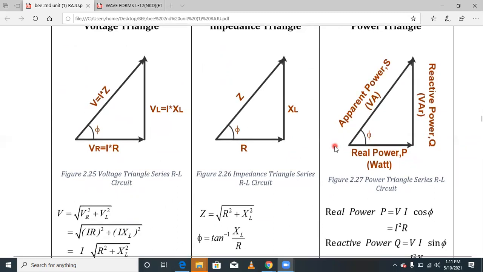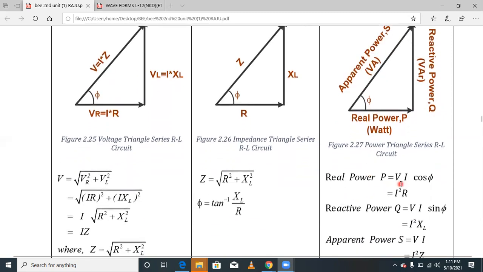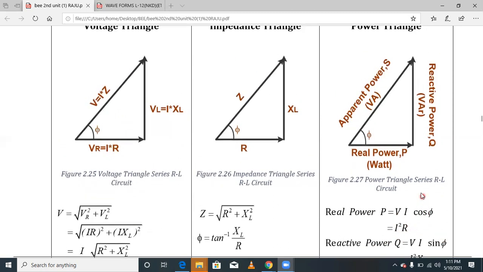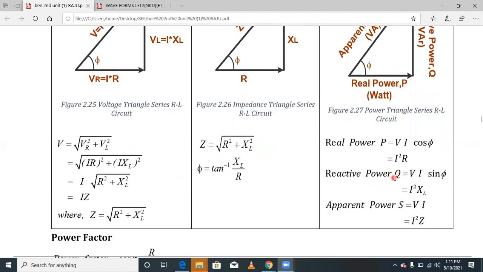So real power in watts like this, and reactive power like this, and apparent power S is V into I. Real power is equal to VI cos phi, and power is equal to I square into R, or V square by R. This is called real power. And reactive power Q is equal to VI sin phi.